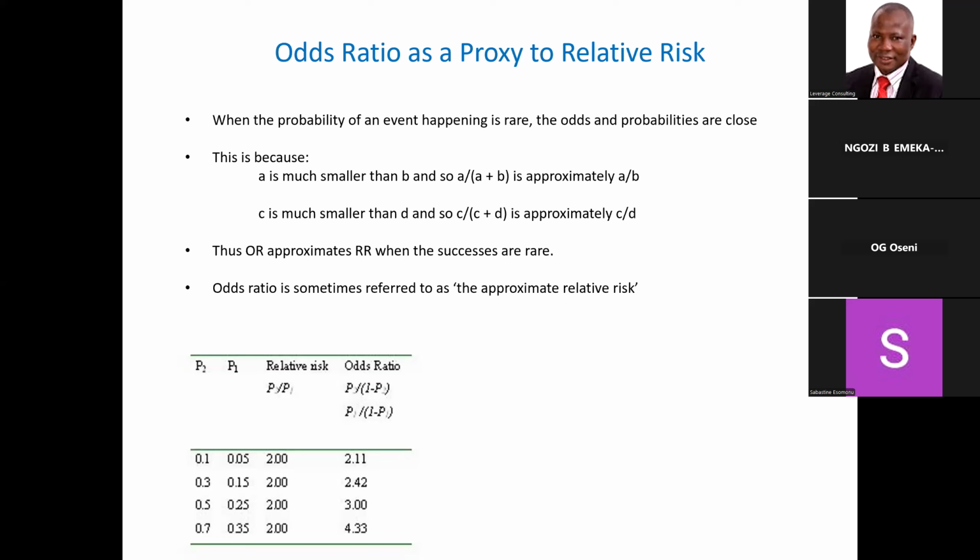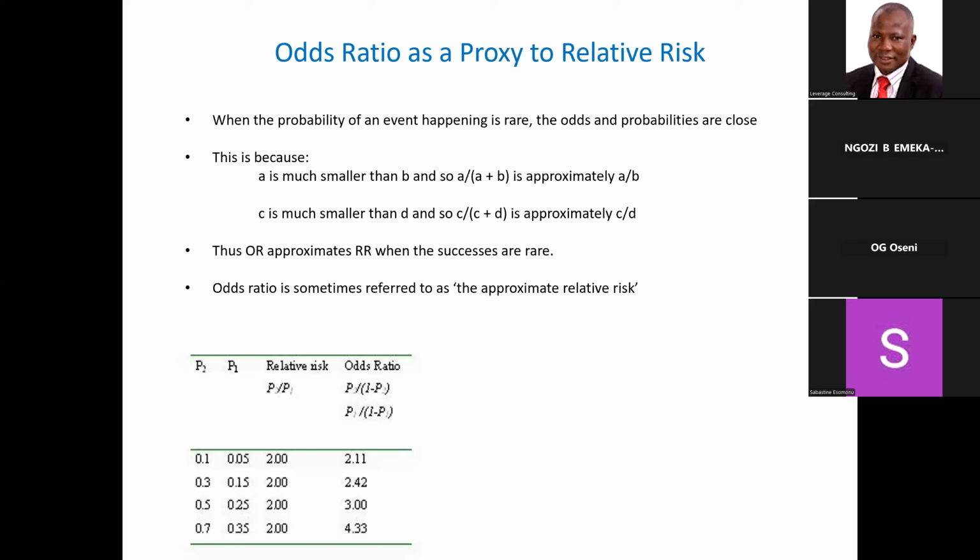Okay, look at this. Remember the 2x2 table. You say risk among the exposed is A over A plus B. The risk among the non-exposed is C over C plus D. If the disease is rare, if you remember, A and C are the ones that have the disease. A is the one that has the disease among the exposed. C is the one that has the disease among the non-exposed.